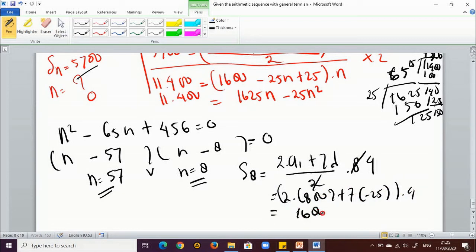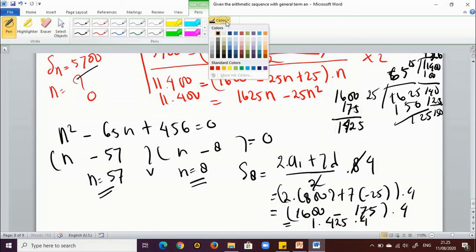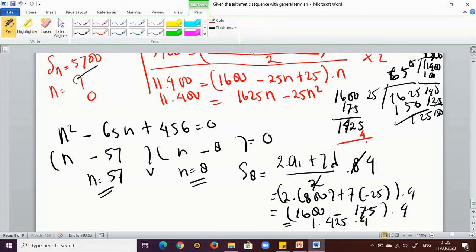This one is 1600 minus 175, times 4. So 1425 times 4 equals 5,700. So the n we will use is n equal to 8, everyone.